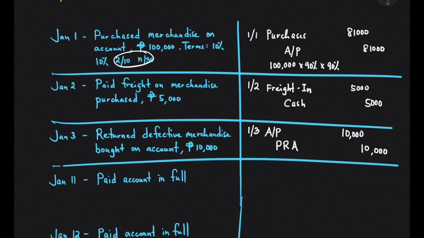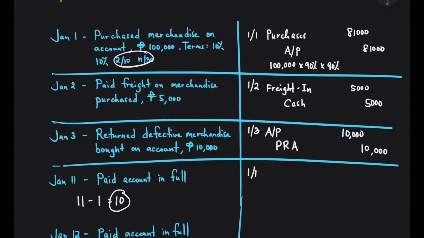Okay. On January 11, paid account in full. Question: were you able to pay within the discount period? The terms are 2/10, n/30. To compute the number of days, January 11 minus January 1, that's 10 days. And this is within the discount period. So the buyer availed of the cash discount.